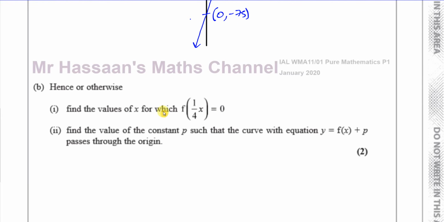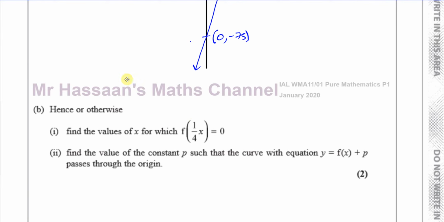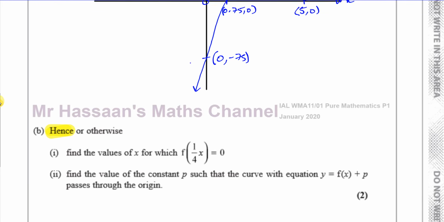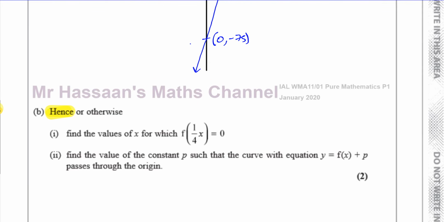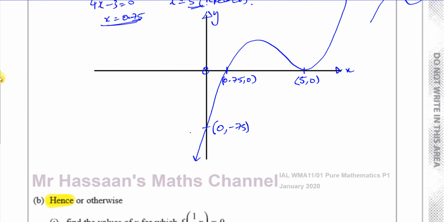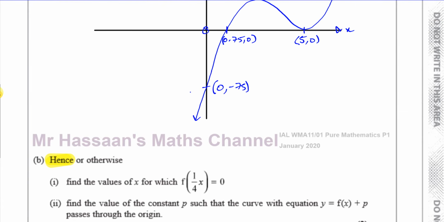Okay, so I'll first show you the hence way. So we're going to deal first with the hence method. Normally hence is the easier way of doing things. And if the question said hence only, then there would be no marks or maybe very few marks for doing it in any other way. But when it says hence or otherwise, you've got the choice of doing it whichever way you prefer.